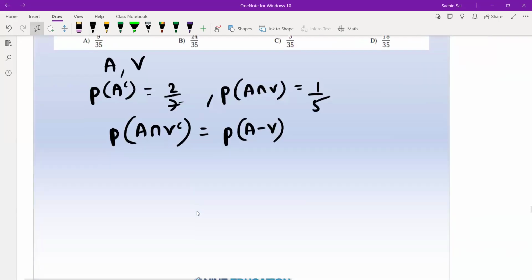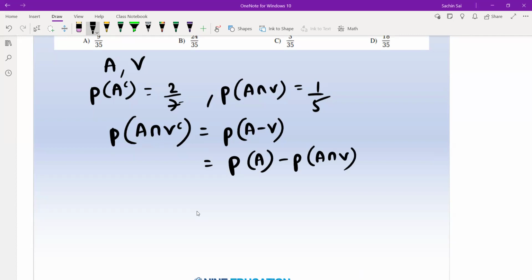Because now I can write this as P of A minus P of A intersection B. And P of A is known because P of A complement is 2 by 7, so P of A is 5 by 7, minus P of A intersection B, which is 1 by 5.